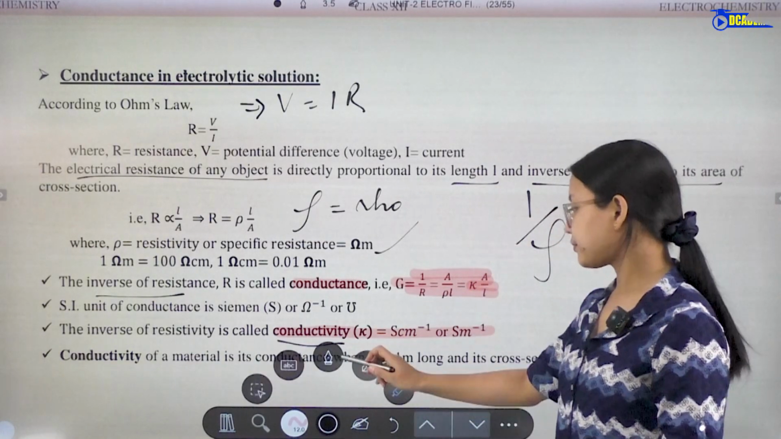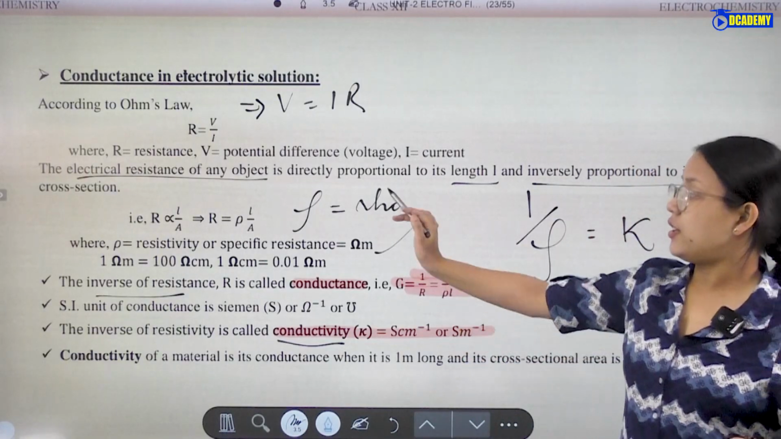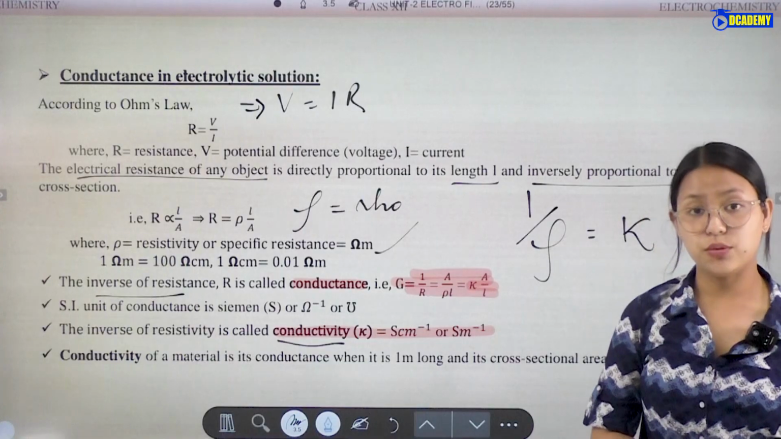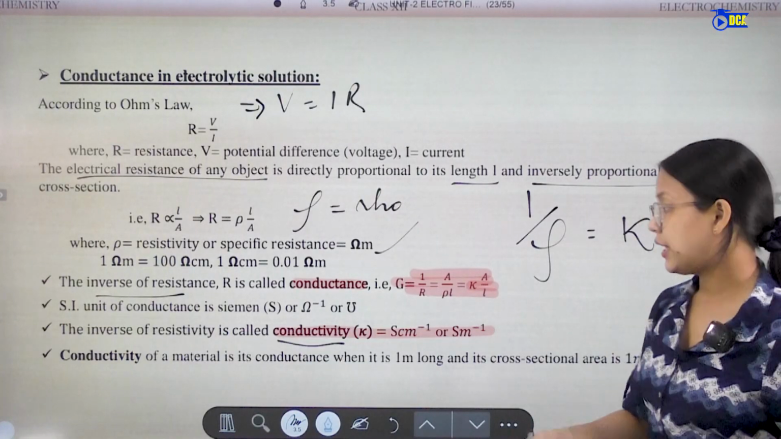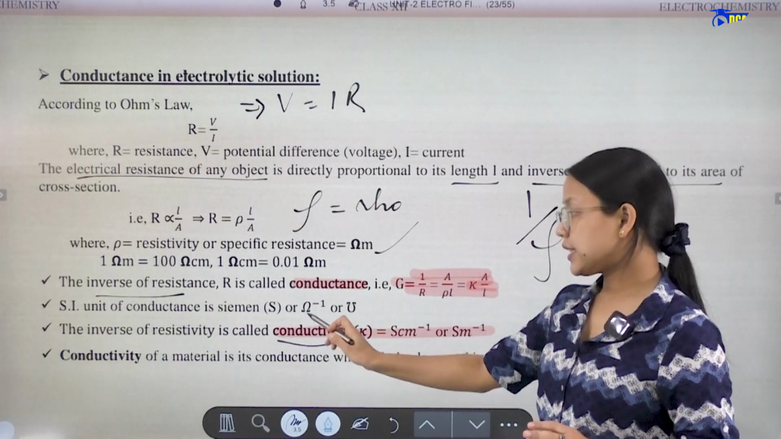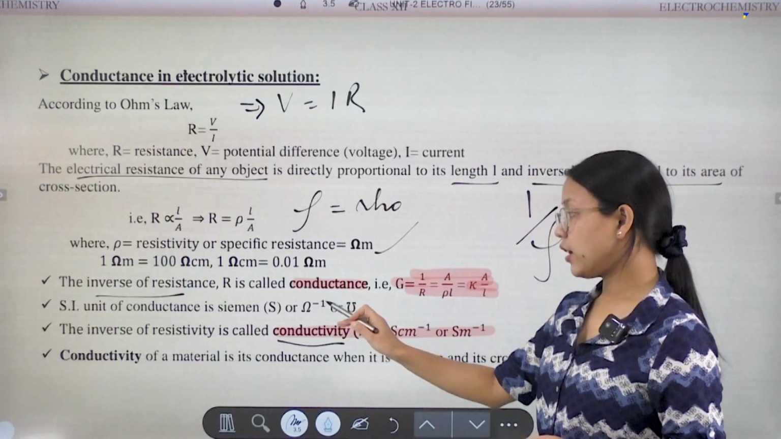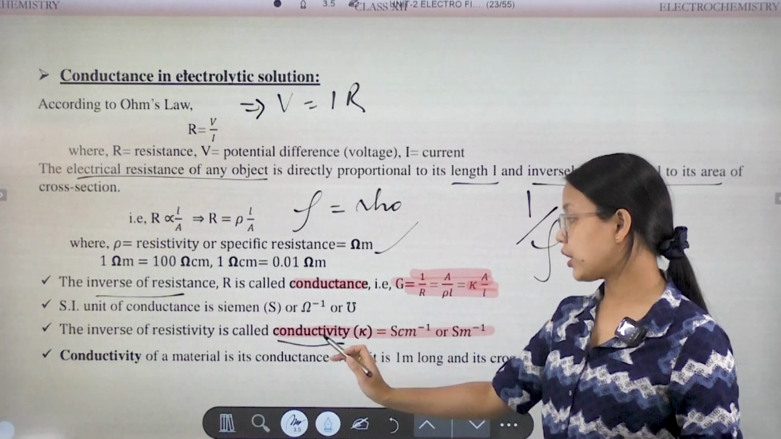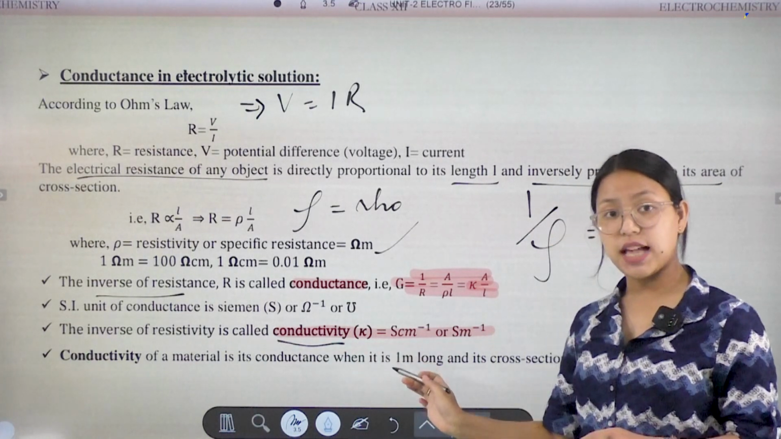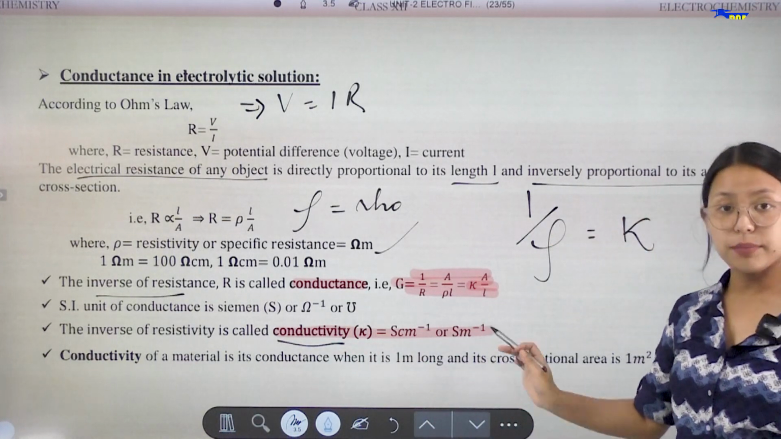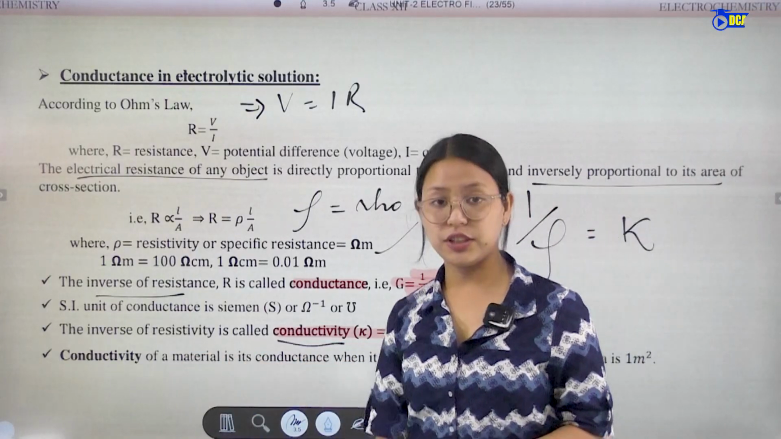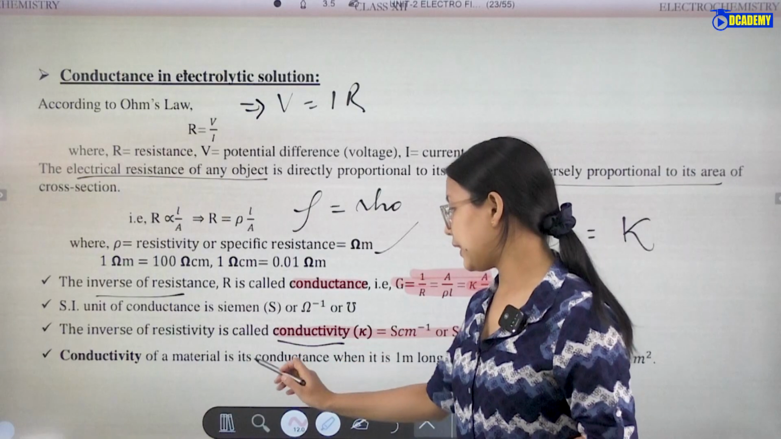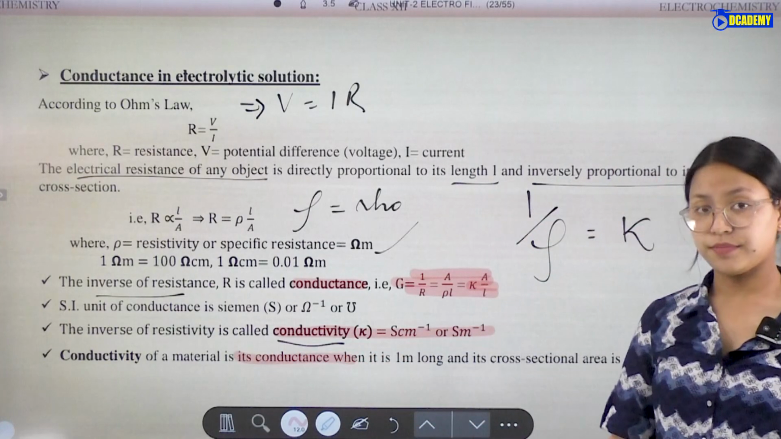Now here, the specific resistance unit is ohm meter. Then the conductance unit is Siemens or per ohm. And the conductivity unit is Siemens per centimeter or Siemens per meter. Then the conductivity of the material is its conductance.